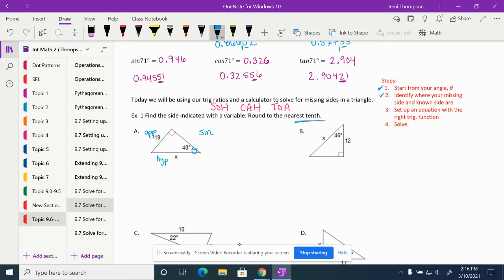So here we go, I set it up. Sine of my angle. My angle is 40 degrees. Make sure you actually put the degrees in there and not theta. Theta just tells me where my angle of reference is. Sine of 40 degrees is equal to the opposite, in this case 19, divided by the hypotenuse, in this case x.